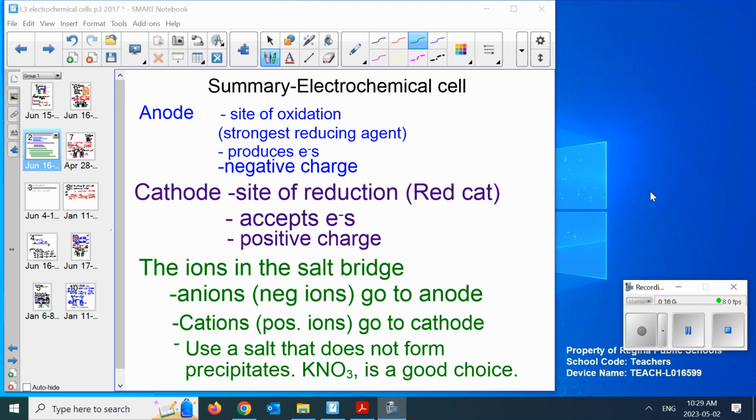Chemistry meets physics. The ions in the salt bridge: the anions go to the anode, and I kind of talked about that a little bit, and the cations go to the cathode. Use a salt that doesn't form precipitates. And I told you, my default is KNO3. It could be sodium nitrate. Whatever, I just tend to put down KNO3. Okay? So, the electricity part of this now.